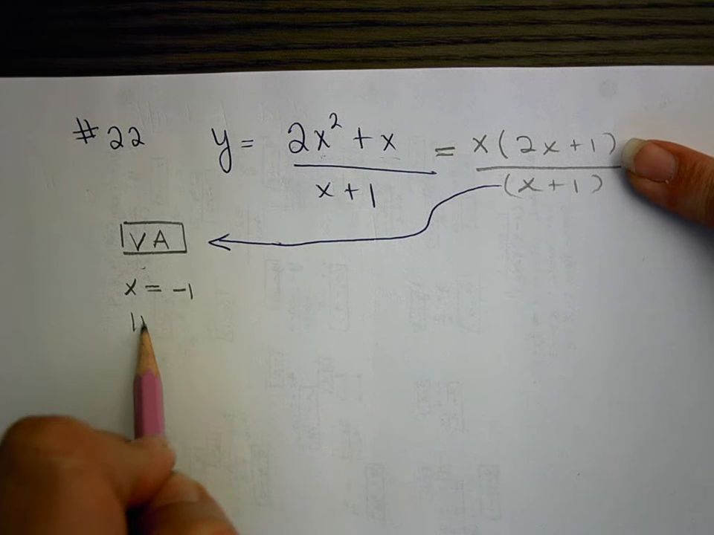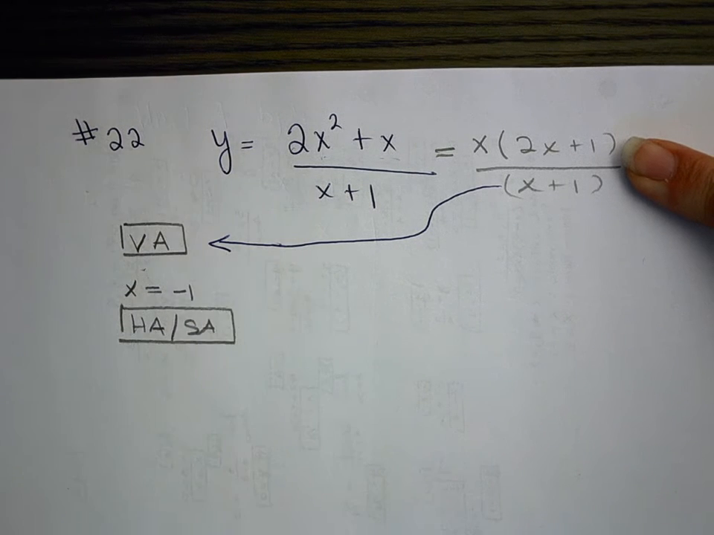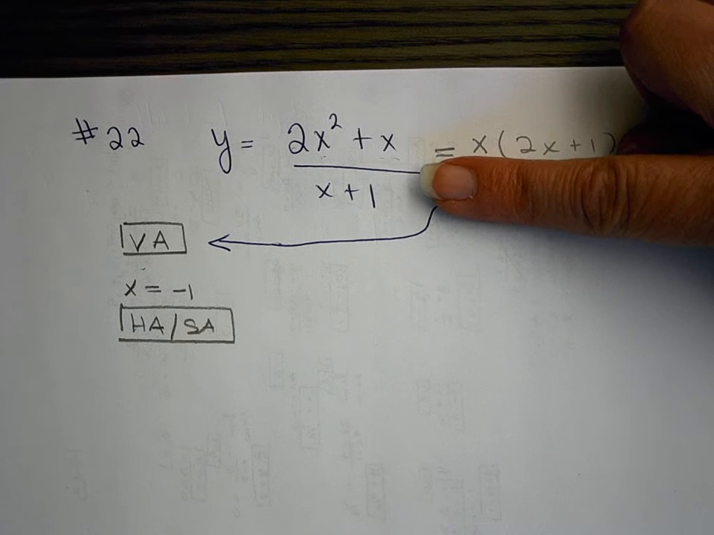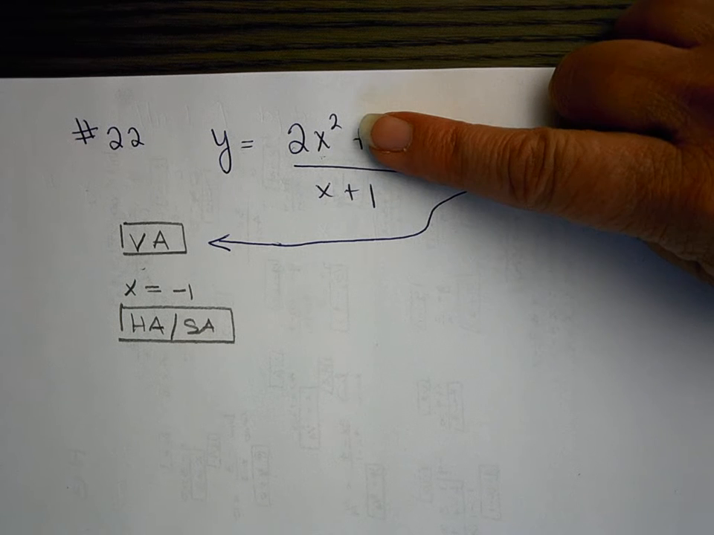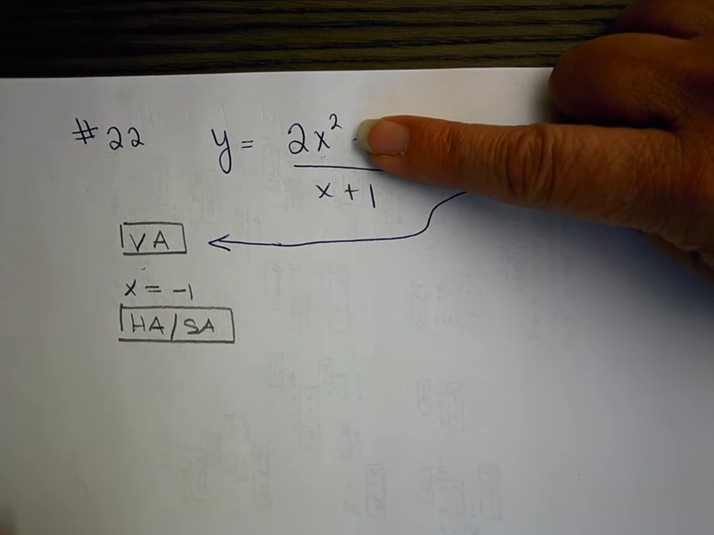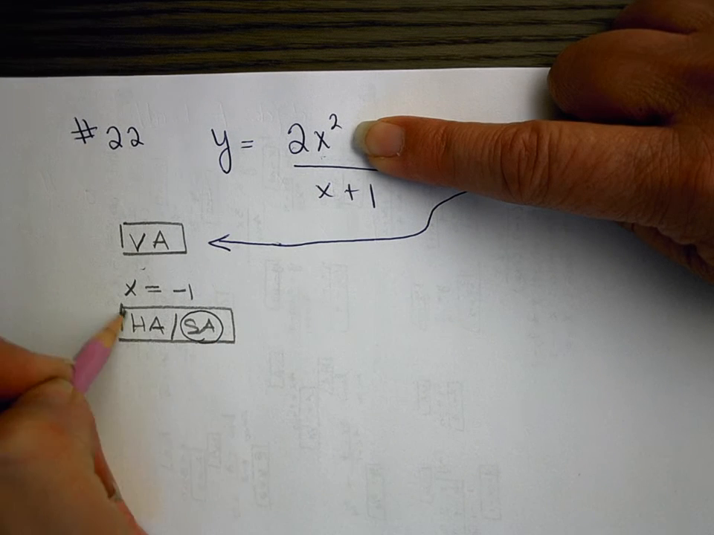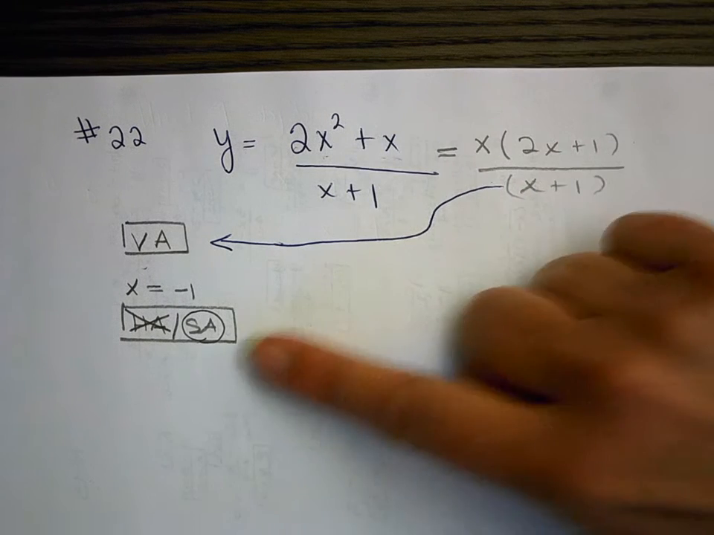And then I'm either going to have a horizontal or a slant asymptote. I'm not going to have both. So I go back to my original problem right here. I don't have matching powers and I'm top heavy, meaning I have 1 degree higher on top. Because I have 1 degree higher on top, that means I'm going to have a slant asymptote, not a horizontal.